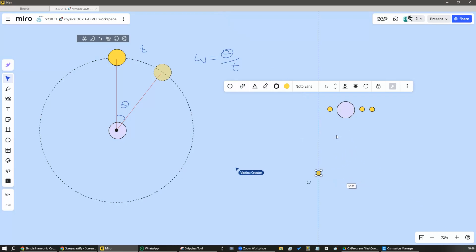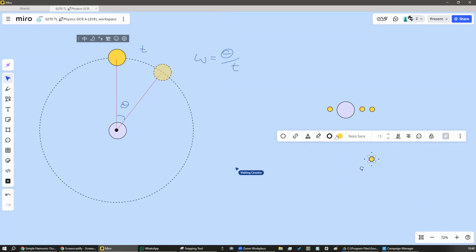Why can't I do it? I can't seem to make it go in a horizontal line. Okay, so it just goes back and forth.